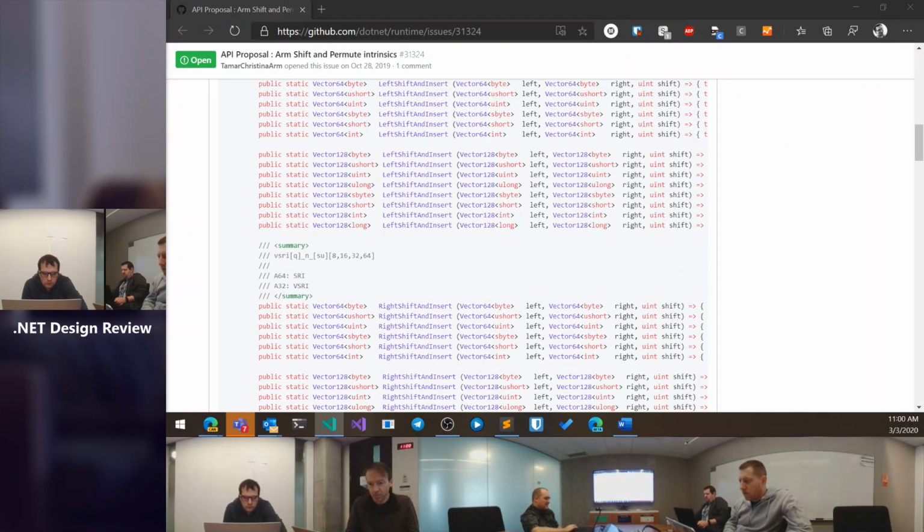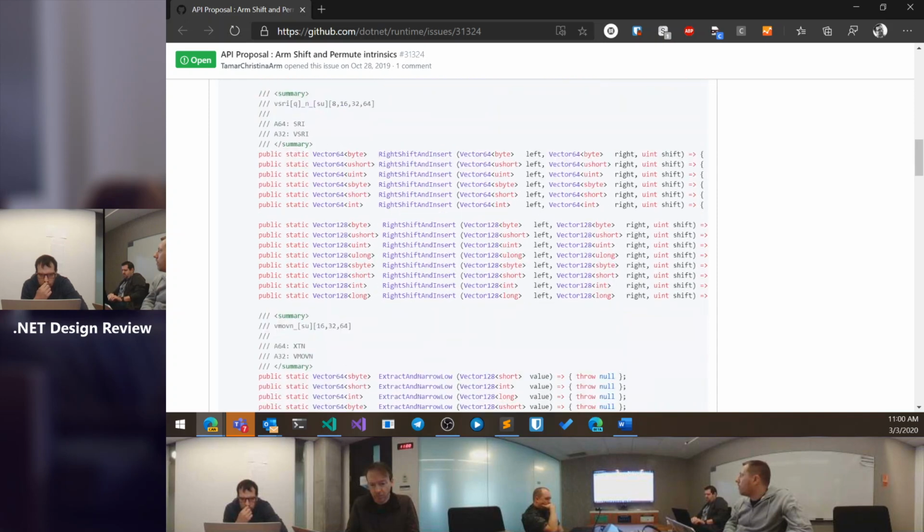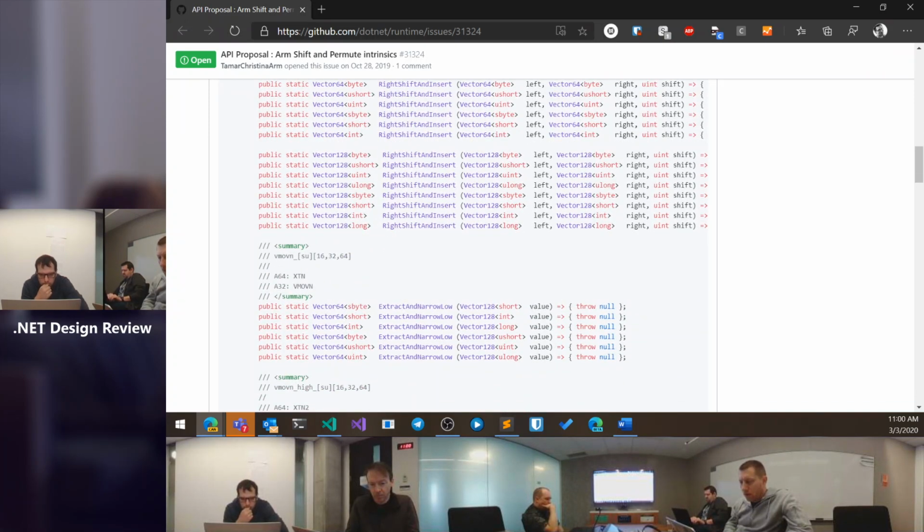And I changed the shift to be byte size. Yeah. Then I guess for the right one, it will be the same thing. So we would call this shift right and insert. Yeah. And then again, the shift would be byte. All right.